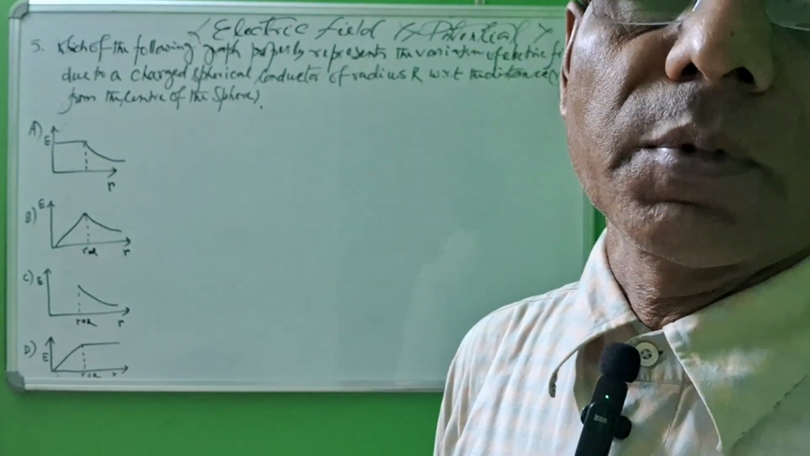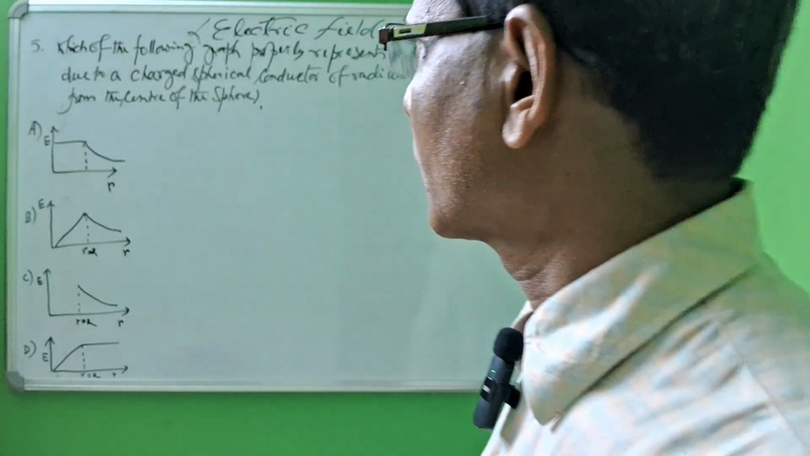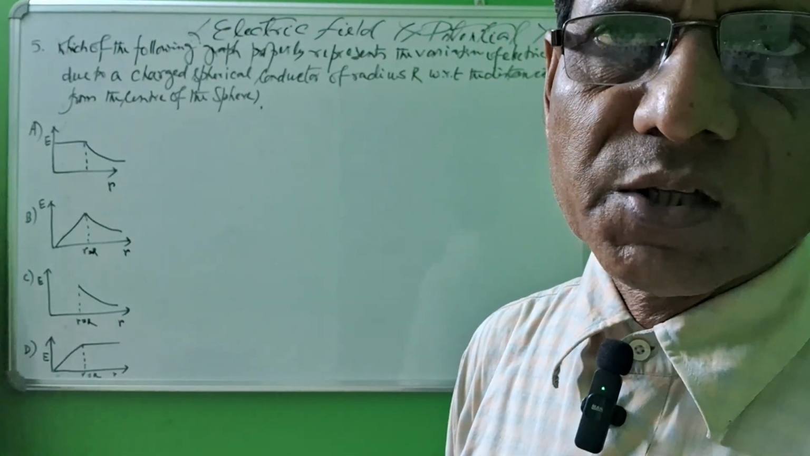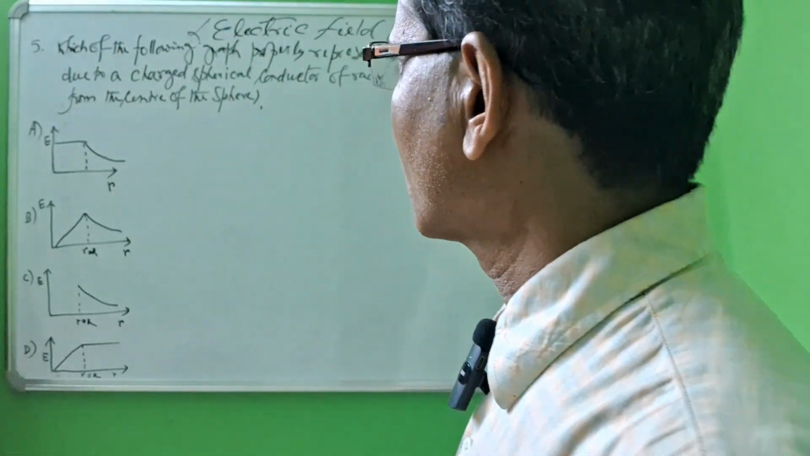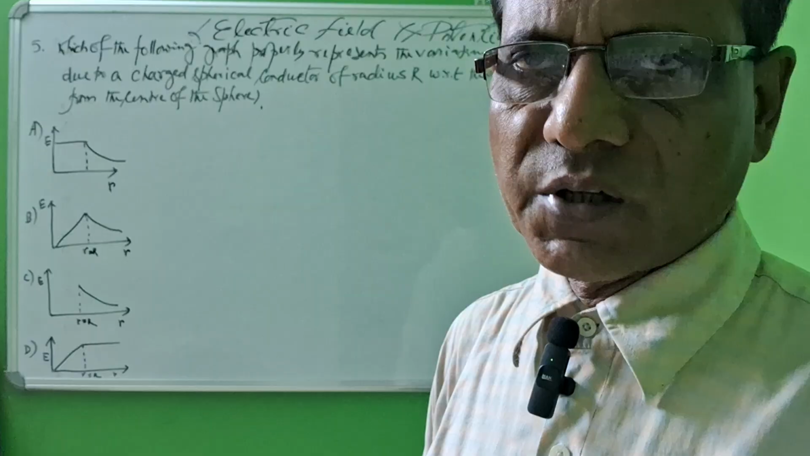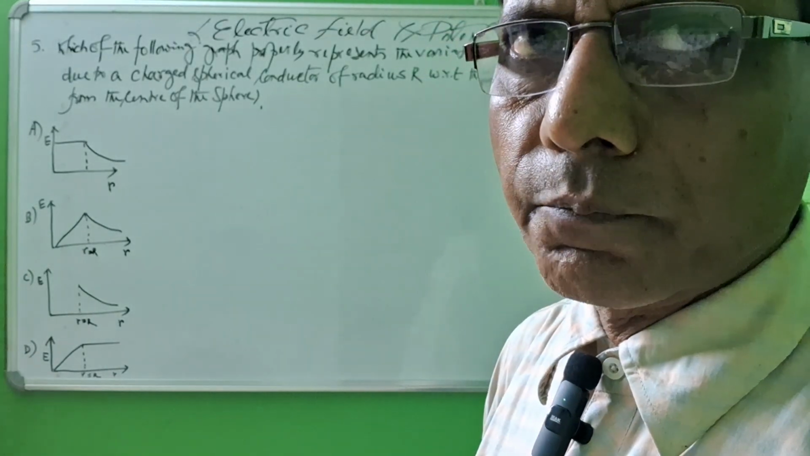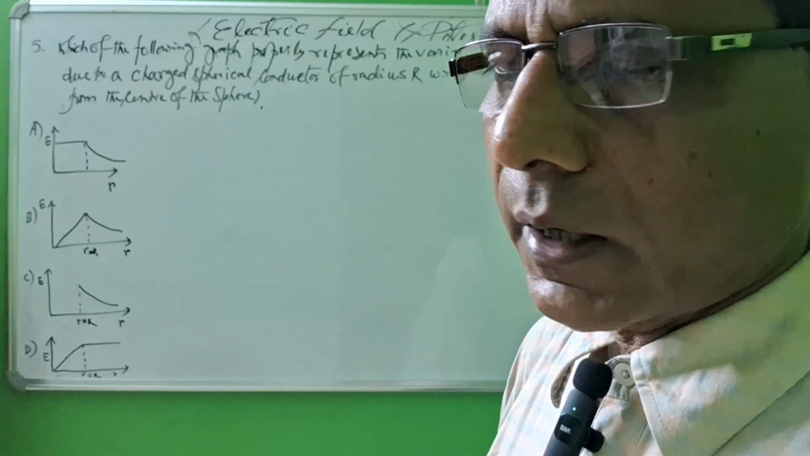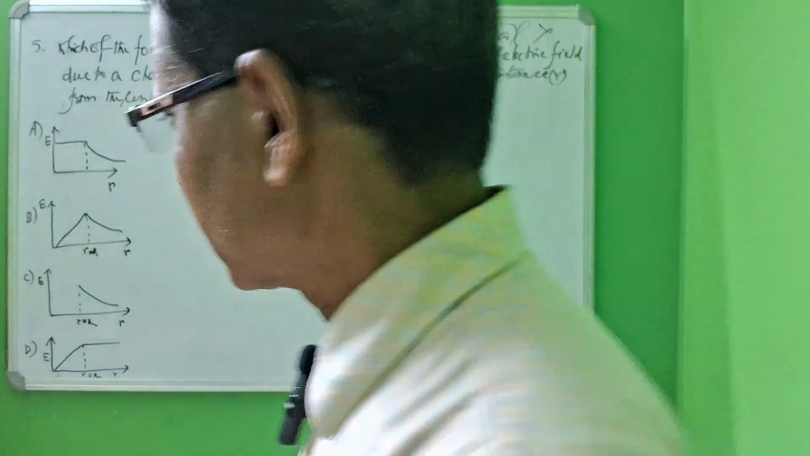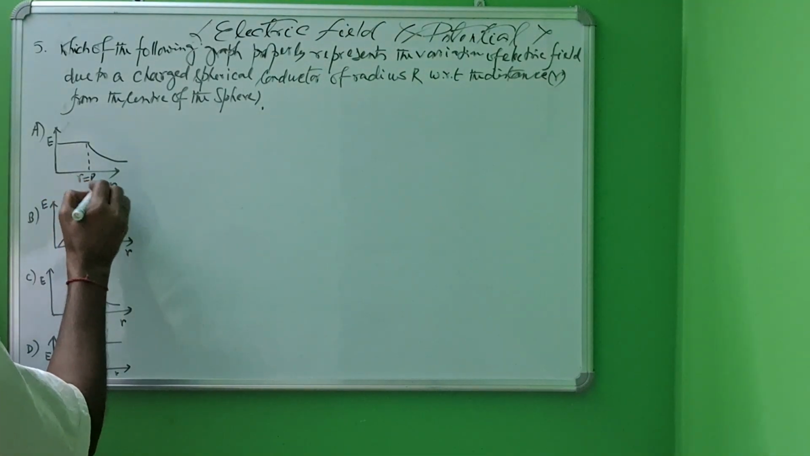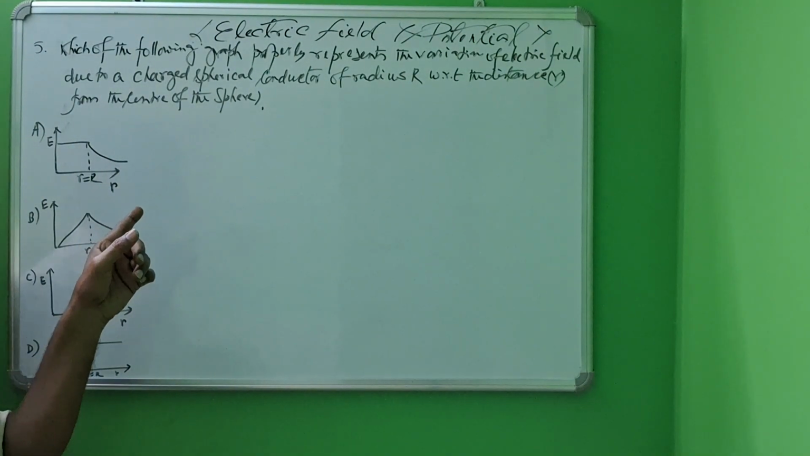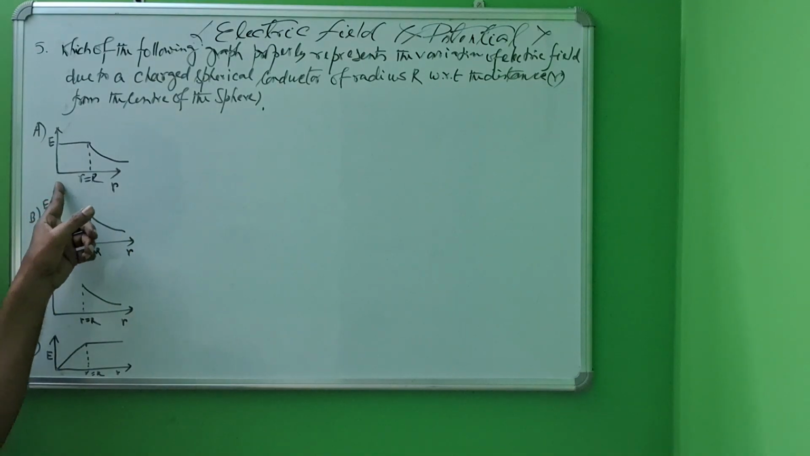This is a graphical problem, a problem of a charged spherical conductor, and the center of the spherical conductor is taken as origin, and the radius of the spherical conductor is taken along the small r axis, which is starting from the origin of the sphere.